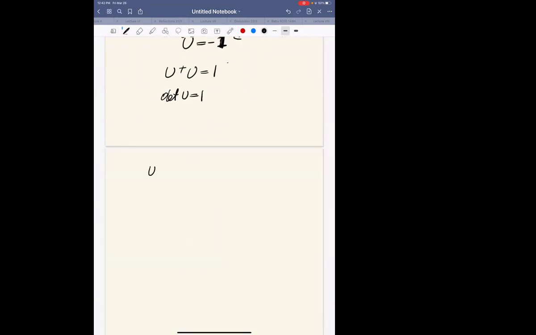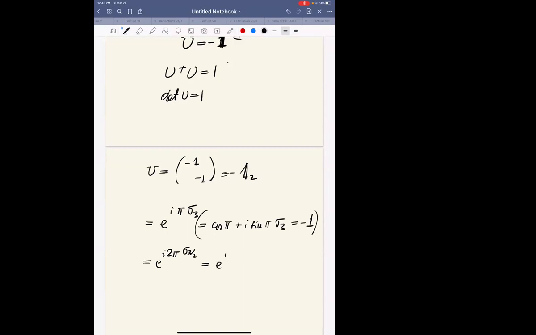I mean, it's discrete, but I can get continuously there. Let me see. So U is minus 1, which is minus 1 times the identity. It's actually an SU2 symmetry. I can write it as e to the i pi sigma 3. Am I right that this is equal? After all, what is e to the i pi sigma 3? This is cosine pi plus i sine pi sigma 3. Right, this is minus 1. It checks. But this is equal to e to the i 2 pi sigma 3 over 2, which is e to the i 2 pi T3.